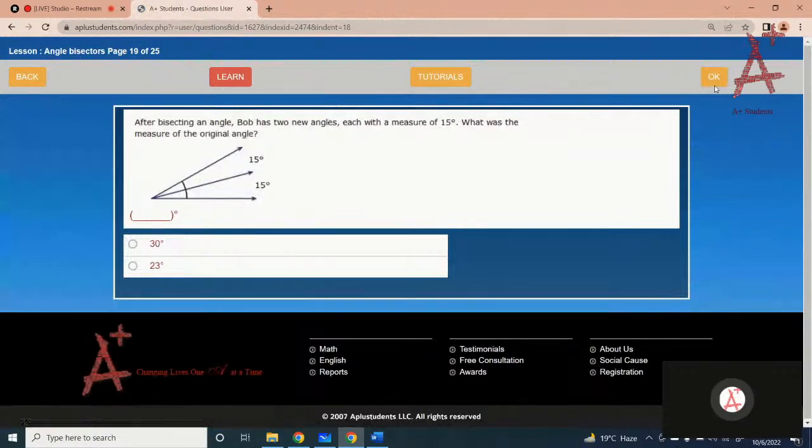After bisecting an angle, we have two new angles, each with a measure of 15 degrees. What was the measure of the original angle? 15 times 2 is 30.